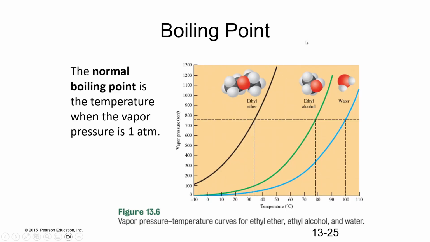The normal boiling point is the temperature when the vapor pressure is 1 atm. This just shows boiling points of ethyl ether, ethyl alcohol, and water. You can see the temperatures at which these boil. Water is going to boil at 100 degrees Celsius. Ethyl alcohol is at about 78, and ethyl ether is at about 34.